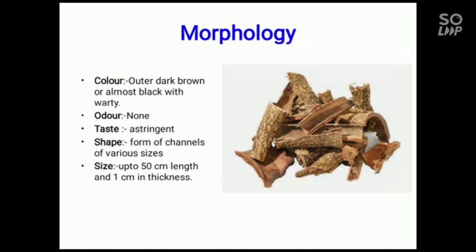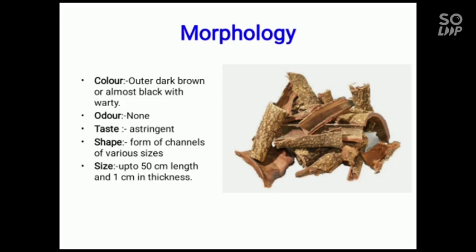Then the morphology. Color. Outer dark brown or almost black with warty surface. It doesn't have any odor. Taste is astringent. Shape. Form of channels of various sizes.